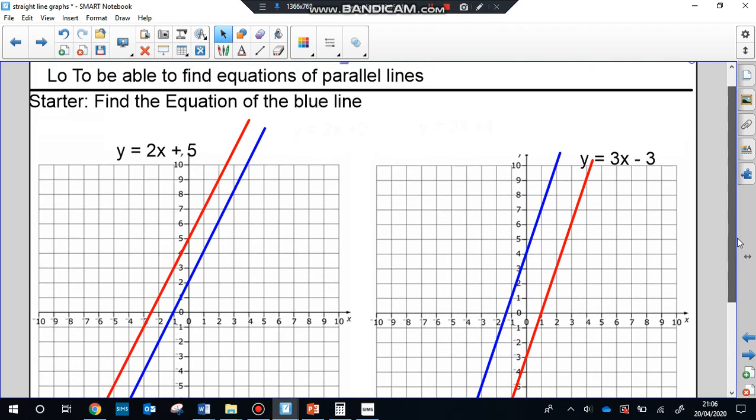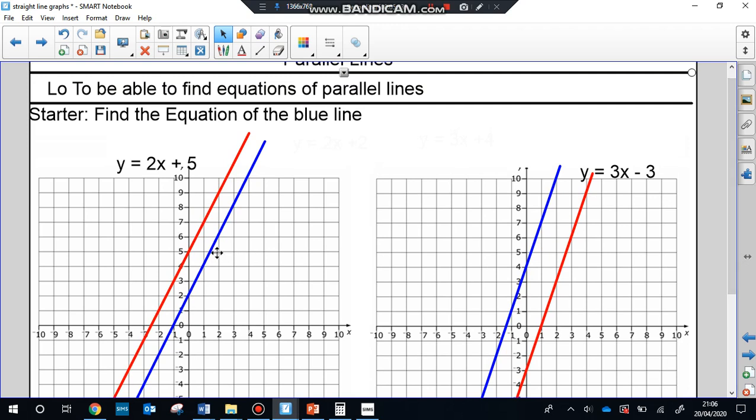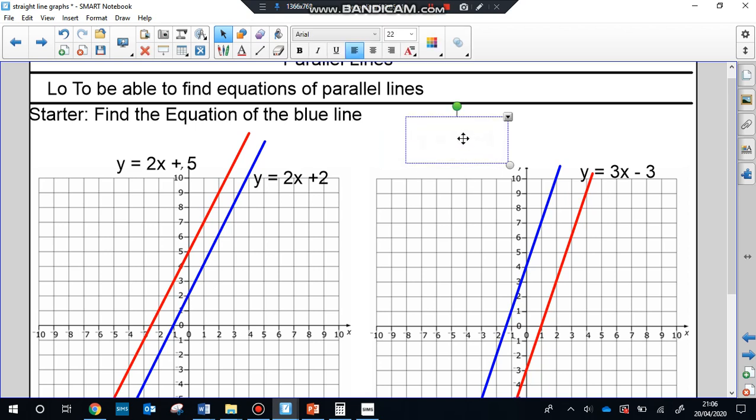Okay, so let's come up. So what did we get for the equation of the blue line here? Well, hopefully you will have got y equals 2x plus 2. The gradient is 2, and it's going through 2 on the y-axis. And hopefully on here you will have got that the blue, if I can get it to work. No.